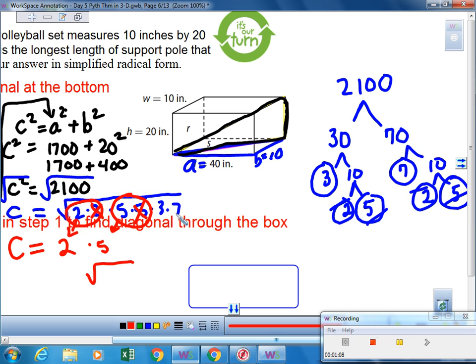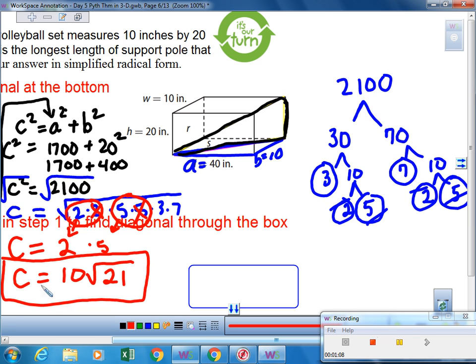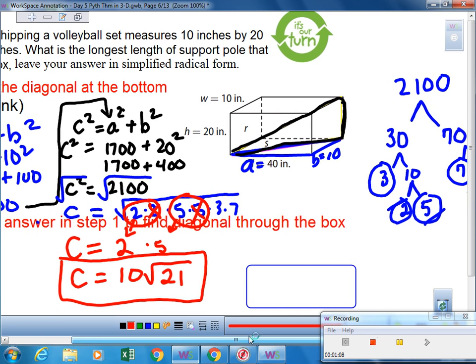What's left inside is 3 times 7, 21, and I'm going to multiply 2 times 5 and put it on the outside. C equals 10 times the square root of 21. That's how I'm going to leave my answer.